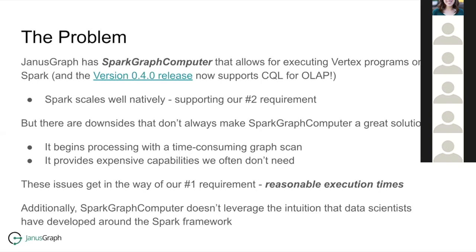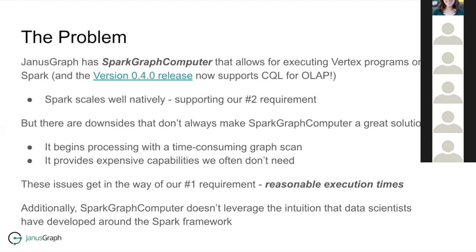But fundamentally, there's one issue with Spark Graph Computer, and that is every time you run that, it's going to begin its process with basically a full graph scan, where it gets all the data out of JanusGraph to prepare for one of these graph global vertex programs. And the other thing it provides is a lot of expensive capabilities, which I'll go into some of, that we actually don't necessarily need for a traditional business logic OLAP query. And so both of those things really get in the way of that number one requirement, which is that we can execute one of these things in a reasonable amount of time.